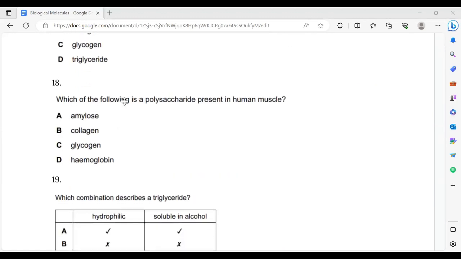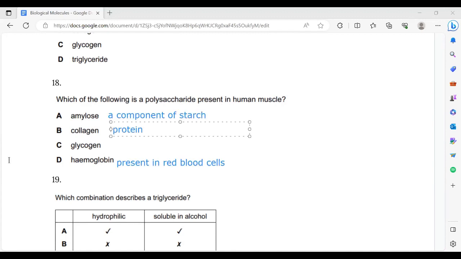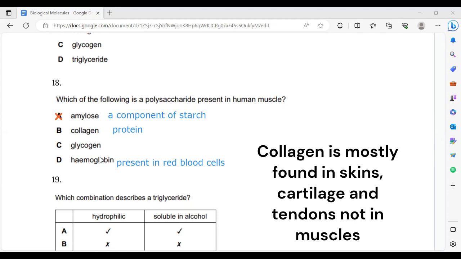Okay, now question number 18. Which of the following is a polysaccharide that is present in human muscle? You can easily cross out amylose because amylose is a component of starch and starch is only present in plants and not in animals. Humans are animals, so starch is not present in human muscles, so amylose will also not be present in human muscles. Collagen is a protein that is mostly found in skin, so it's not present in human muscle.